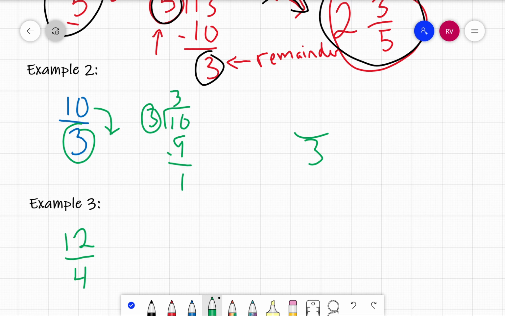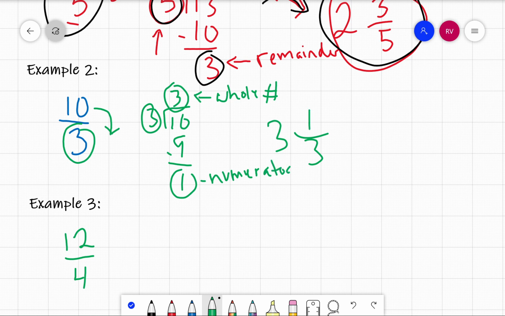Now our whole number is the answer to our division problem. So that's the whole number. Okay, so that's going to be 3. And then our remainder is our numerator. Okay, so this right here is the numerator. And that goes right there. So our new mixed number is 3 and 1/3. So 10/3 is equal to 3 and 1/3.